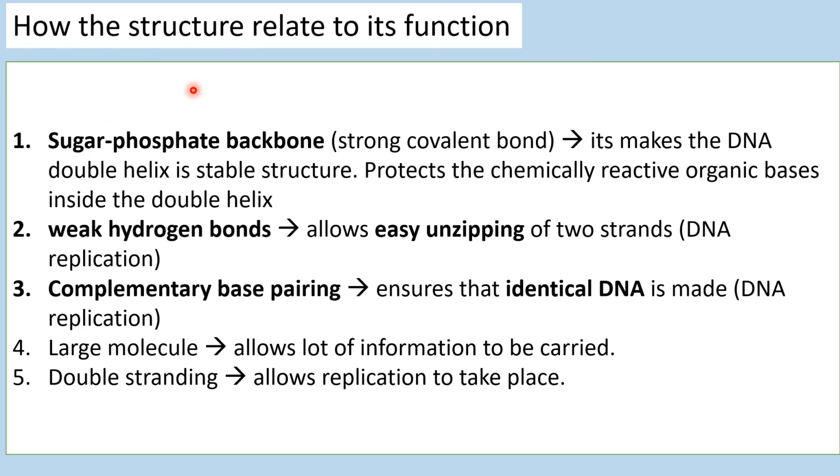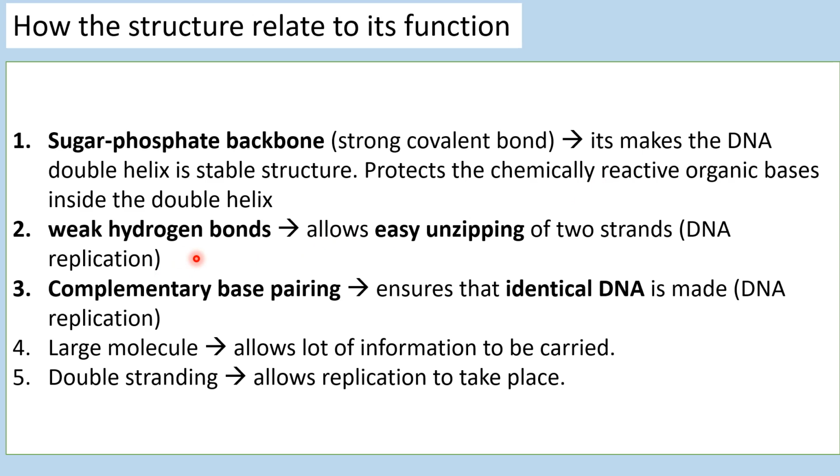This is how the structure relates to its function. Let's summarize here: the sugar-phosphate backbone. We know this backbone is a strong covalent bond. The specific name is phosphodiester bond. Why is that important? It makes the DNA double helix a stable structure. It protects the chemically reactive organic bases which are inside the double helix.